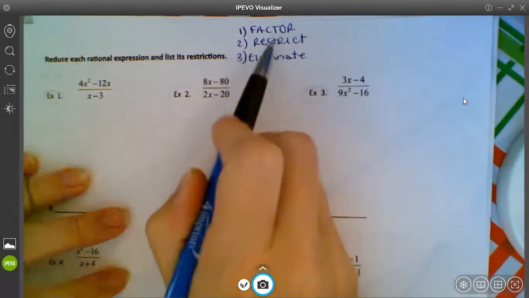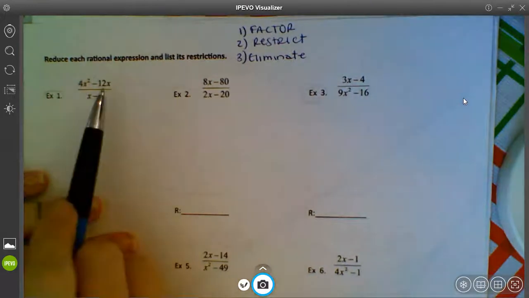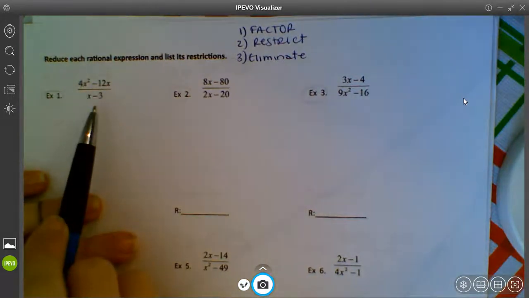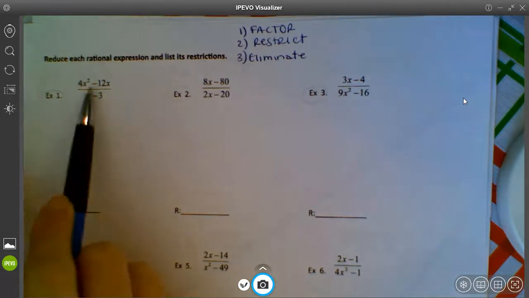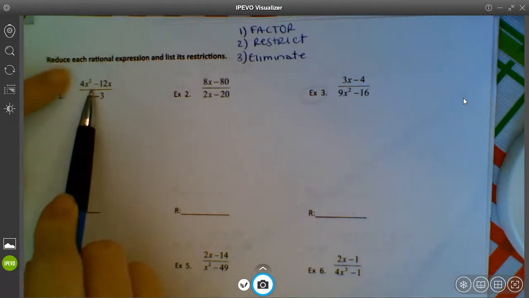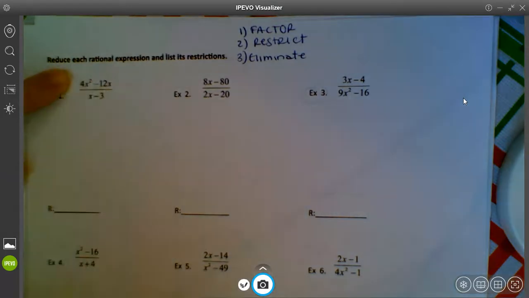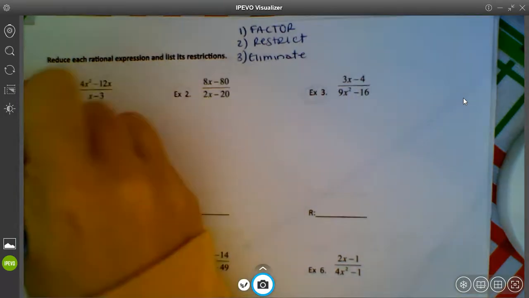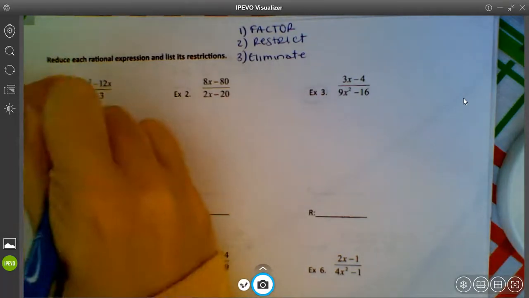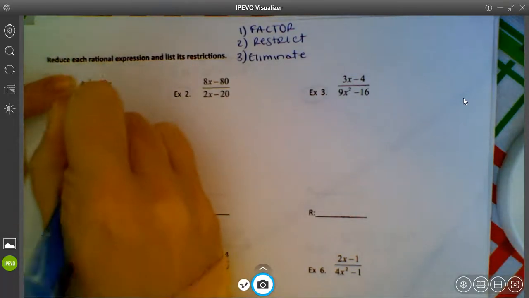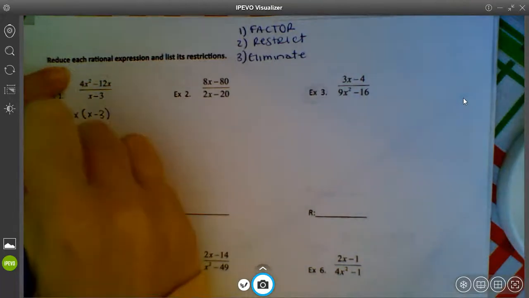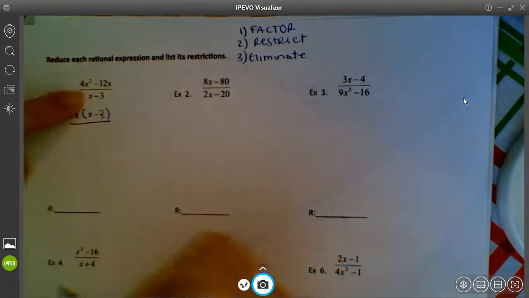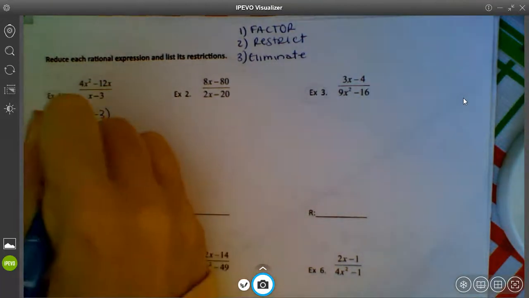So when I say factor, you're going to factor the top and you're going to factor the bottom. So for this one, if I look at the top, this needs to be factored by factoring out the GCF. So I see 4x squared minus 12x. They both share a 4 and an x, which leaves me with an x minus 3. So I factored the top. The bottom, not factorable, it's just x minus 3. So I'm going to put x minus 3.